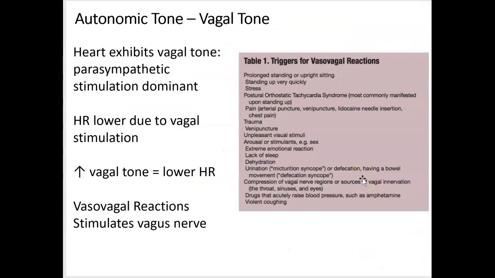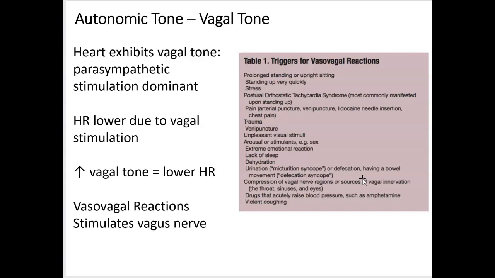Now, we had mentioned a couple times this idea of vagal tone, autonomic tone. So just know that the vagus nerve is always dominant, keeping our heart rate low. And in fact, if you exercise regularly, if you do a lot of aerobic exercise, that actually increases your vagal tone. That's why your resting heart rate is lower.